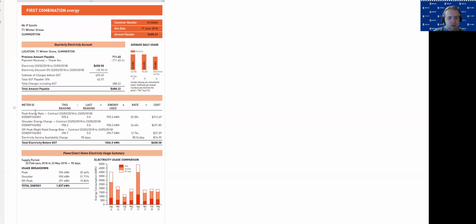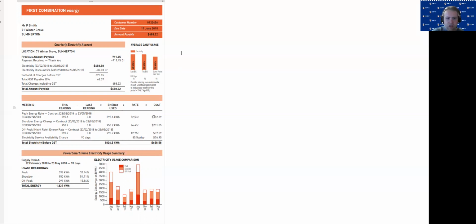Now here we have different energy rates for different times. If you're running energy during peak times, which is usually around the evening, just after everyone gets home from work, they all turn on their lights and they might turn on the TV, use the kettle, all these kinds of things. That's peak energy time, and it costs a bit more to use energy at that time. When everyone's using the energy, there's more demand on the grid, so the price goes up. You can see here the amount of energy that was used in that peak time and the rate here is much more expensive.